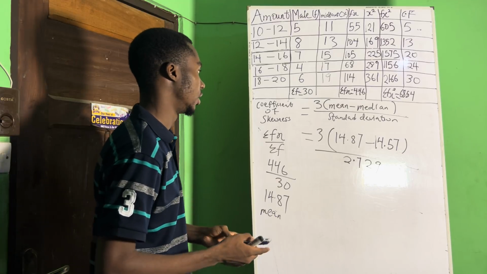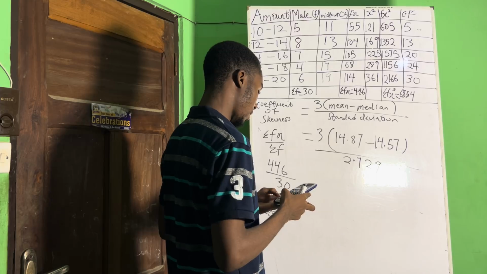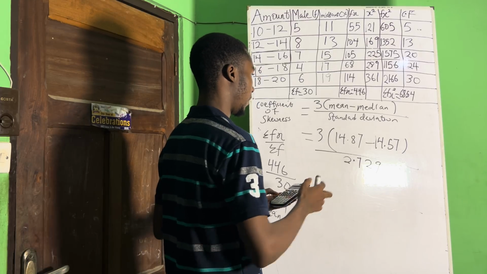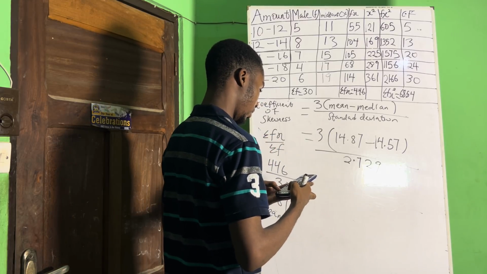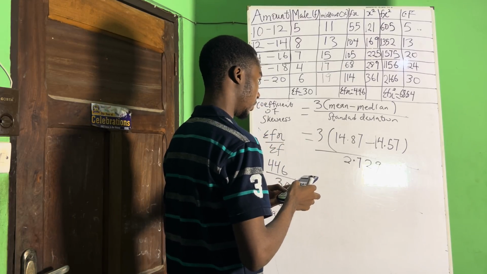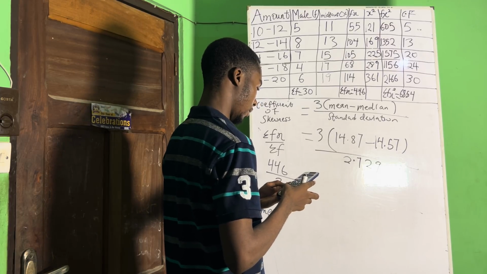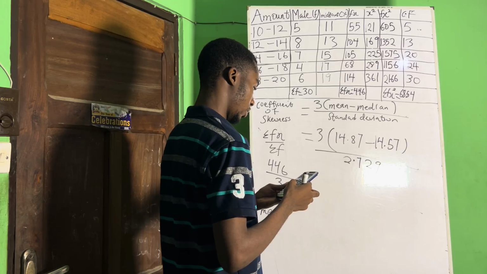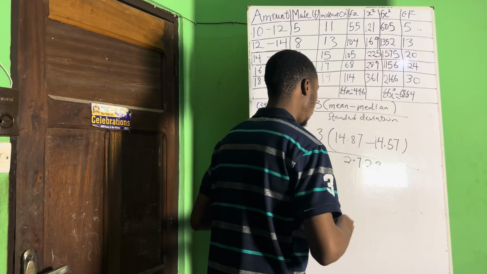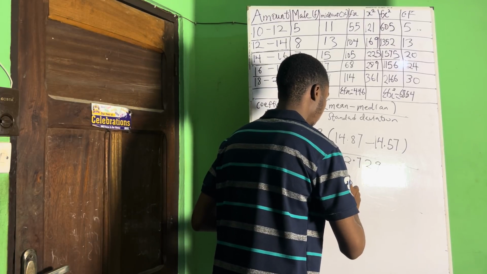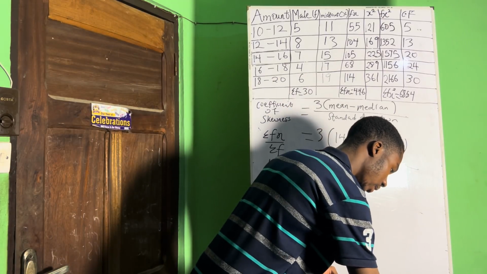So which is our 14.87. So now you can punch all this on the calculator. So you are getting 3 into brackets 14.87 minus 14.57, minus 14.57, then over 2.729. So you are getting 0.33. So 0.329, you can make it 0.33. All right. And the question also said we should comment on it, right?